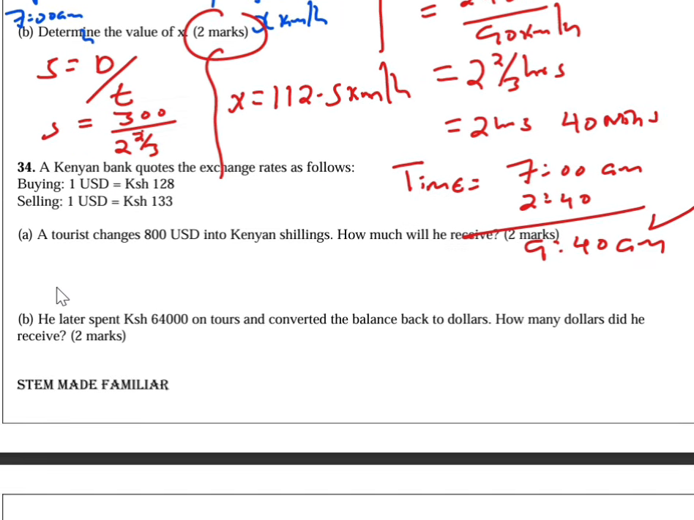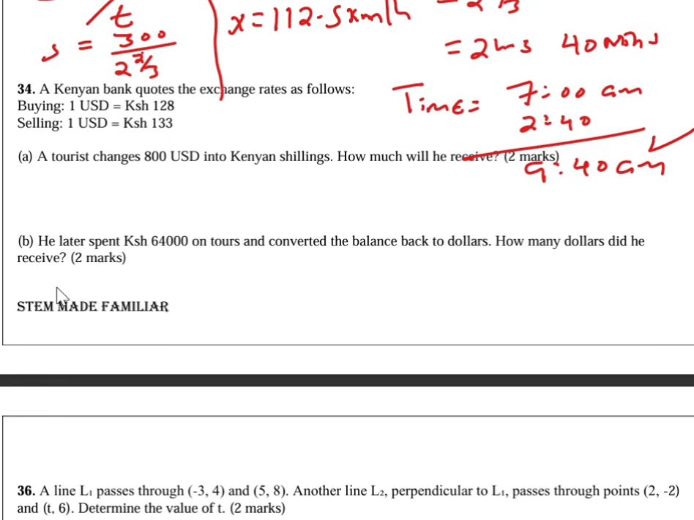We continue to number 34. A Kenyan bank quotes the exchange rates as follows: buying 1 USD 128, selling 1 USD 133. A tourist changes 800 USD into Kenyan shillings. How much will he receive? Another very easy one on exchange rates.